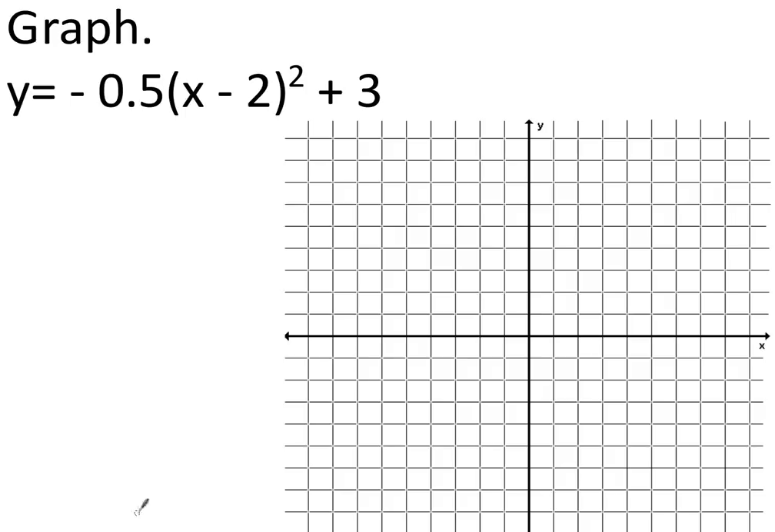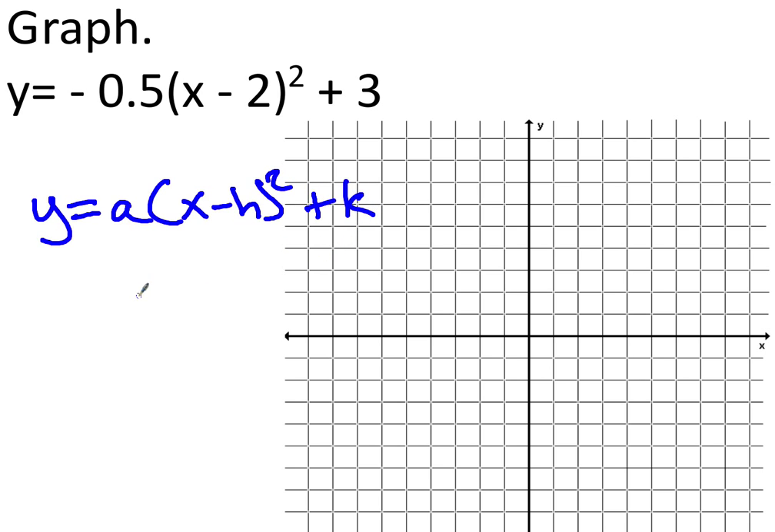Okay, in this video we're going to talk about vertex form of a parabola. It's very similar to what we did last time. It's just since it's written in vertex form, it's easier to find the vertex, as you might expect. So vertex form is written like this: y equals a times (x minus h) squared plus k, as opposed to standard form, which was ax squared plus bx plus c. So you can see the difference between the two here.